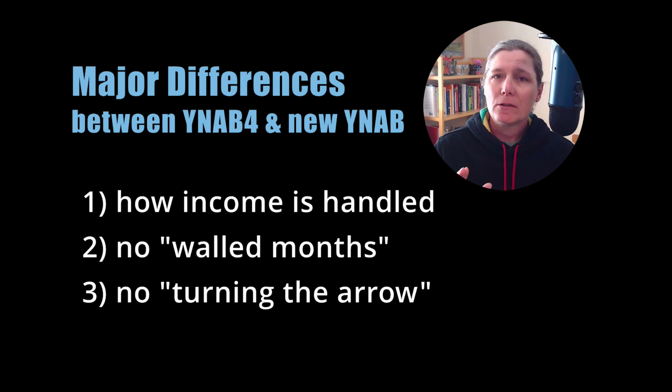The third significant difference is turning the arrow. In YNAB4, you might have had some categories in which you, quote, turned the arrow. This functionality is completely gone in the new YNAB. So if you had any months in which you turned the arrow, it's going to really significantly alter your numbers in the new YNAB and make a mess.